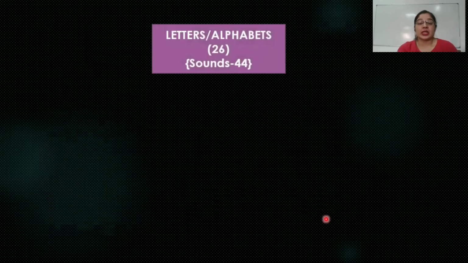Now, I will just tell you about the way the alphabets are being classified. The letters or alphabets in English are 26 in number. And these 26 letters, A to Z, are produced in 44 ways. These have 44 sounds.